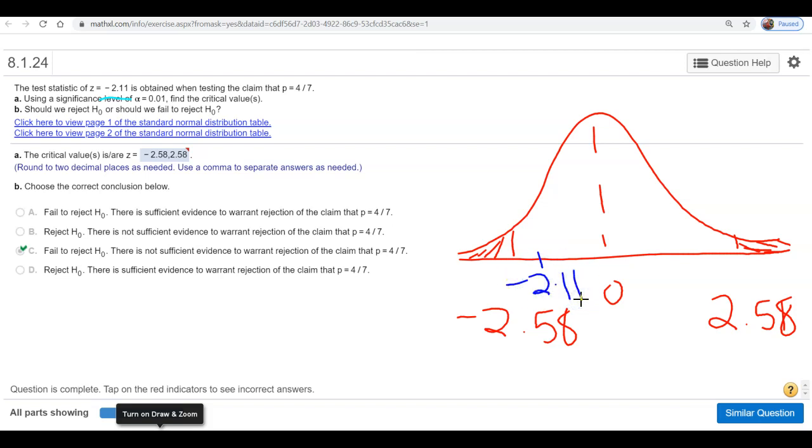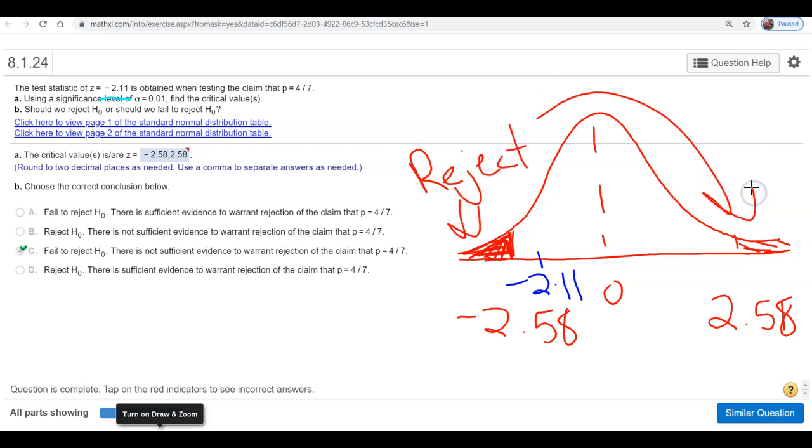We've got to get all the way into the rejection region before we reject the claim. We didn't fall in there. We didn't get far enough away. So if we land in these, we'd reject. But if we don't land in these, if we're in this other part, we fail to reject. And that's what we have to do here.